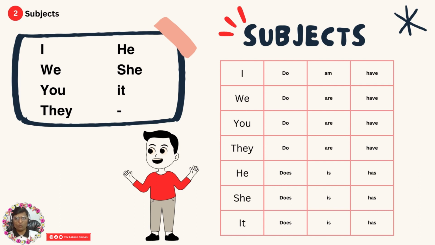We do, we are, we have. You do, you are, you have. They do, they are, they have. He does, he is, he has. She does, she is, she has. It does, it is, it has.